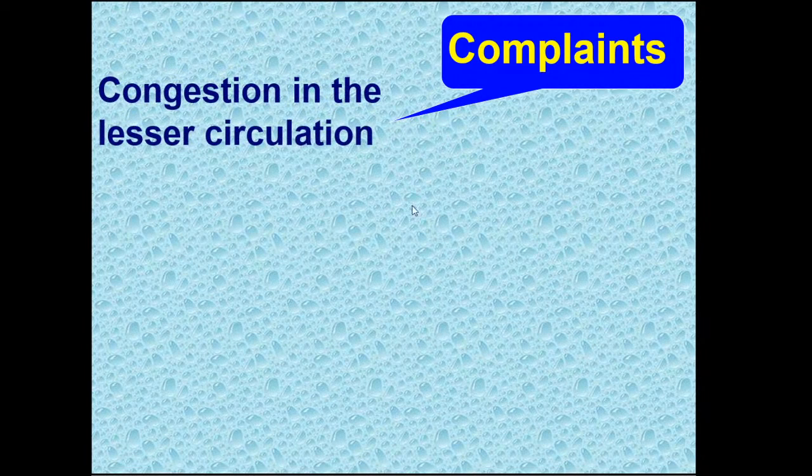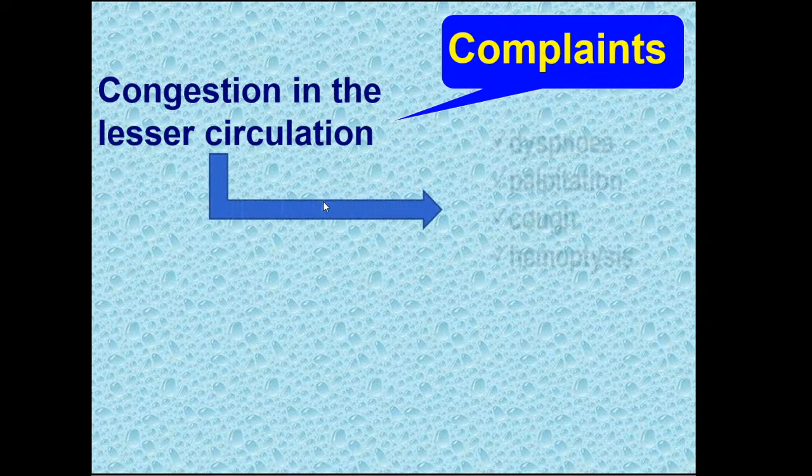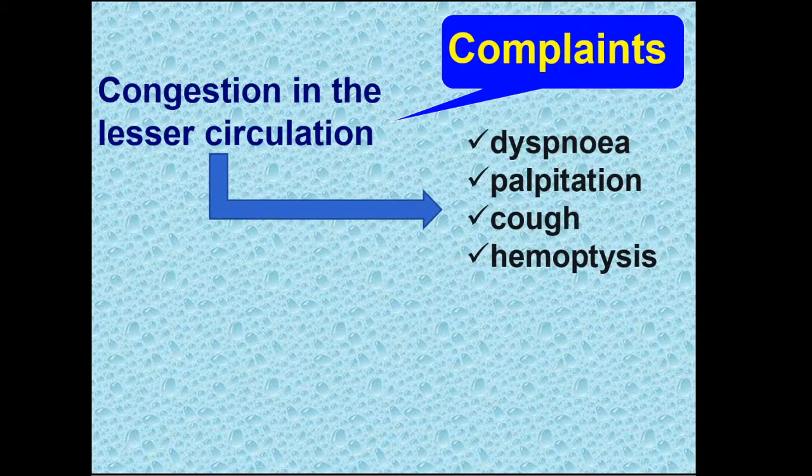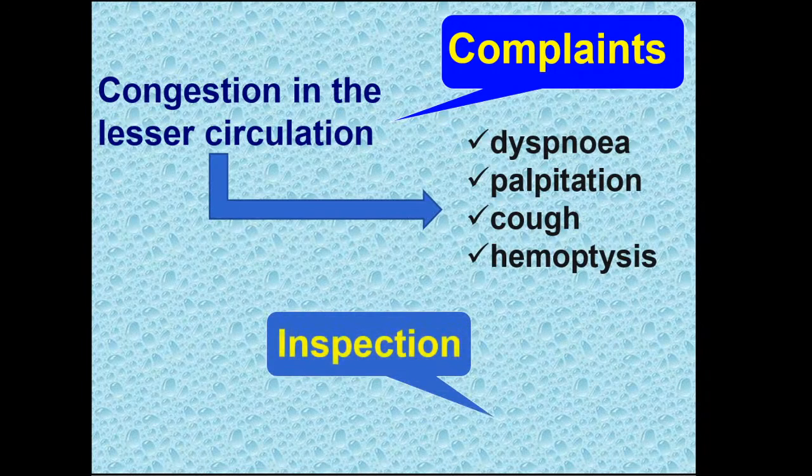And complaints of the patient will appear when the heart activity decreases. The process goes from compensation to decompensation and is manifested with symptoms of heart failure. First of all, the patient comes to you with congestion of blood in the left circulation. We remember it is manifested with dyspnea, palpitation, cough, and hemoptysis.